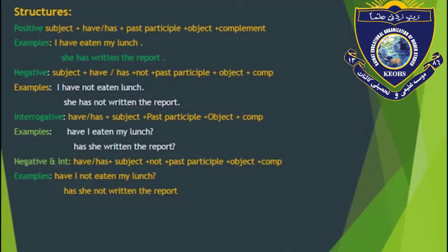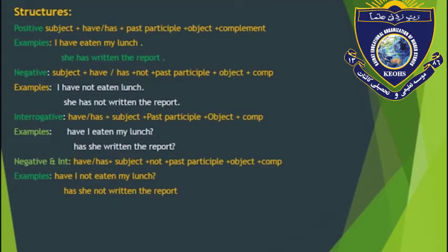Interrogative: we use have or has at the beginning of the sentence plus subject plus past participle plus object plus complement. Take a look at these examples. Have I eaten my lunch? She has written the report. Has she written the report? It means this is the interrogative or the question form of present perfect tense.